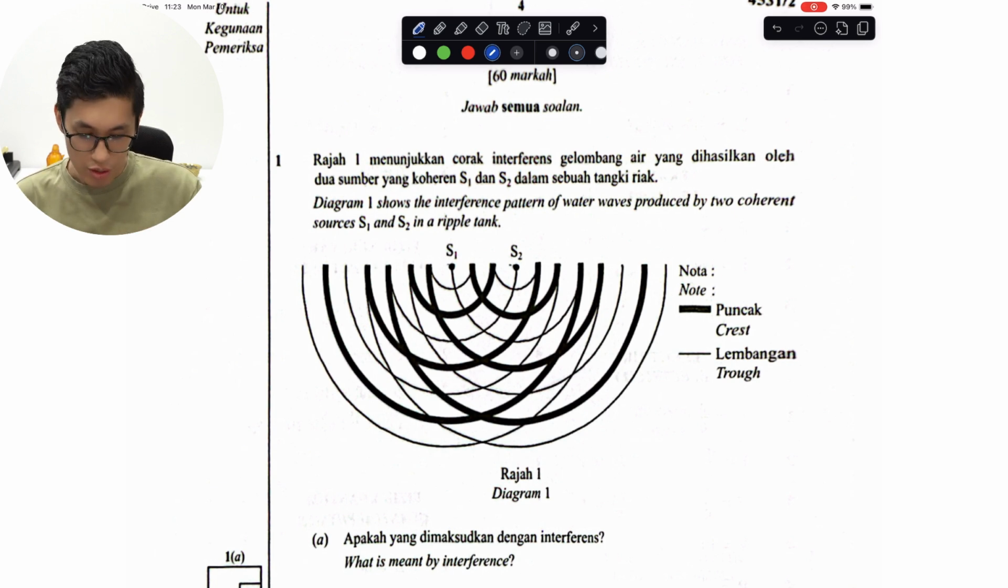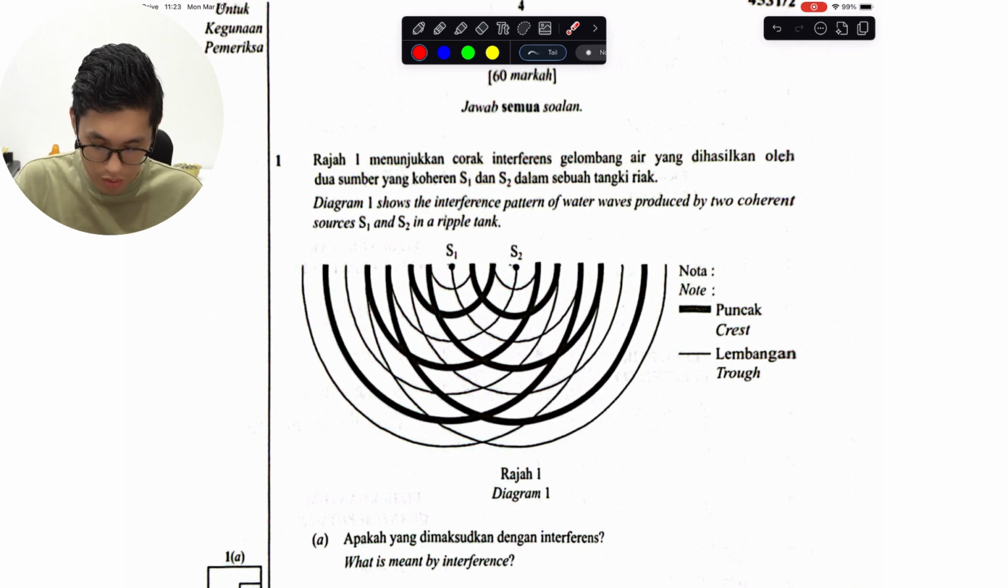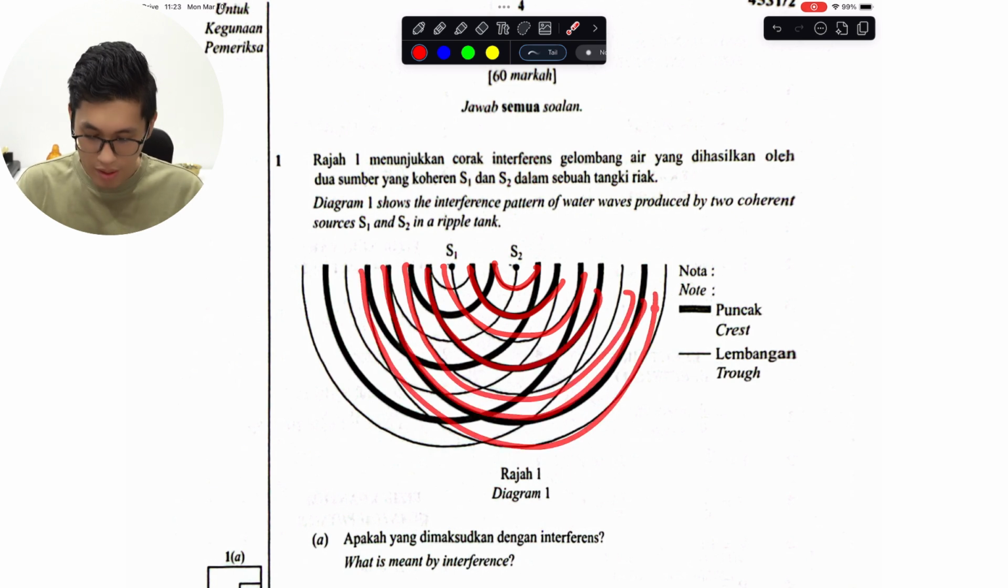Diagram 1 shows the interference pattern of water waves produced by two coherent sources S1 and S2 in a ripple tank. You can see here there are actually two different waves. If I draw this out for you, this is one of the waves like this, coming from S1, and this is another wave like this coming from S2.